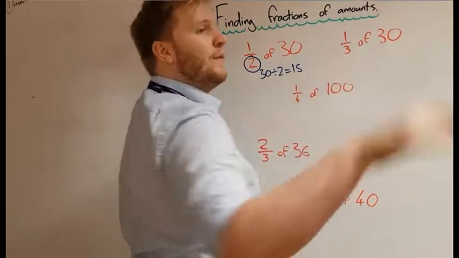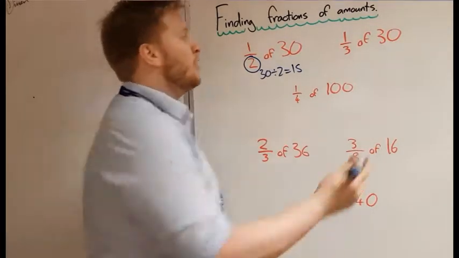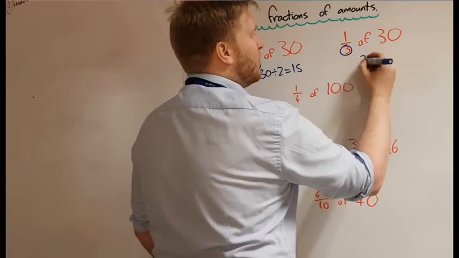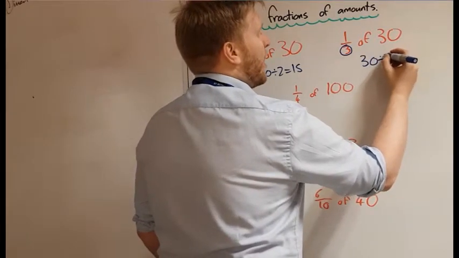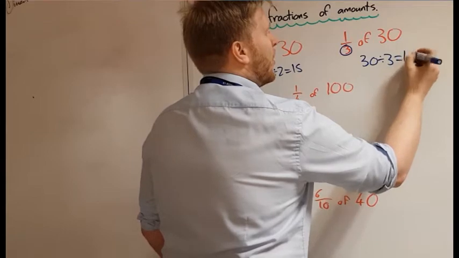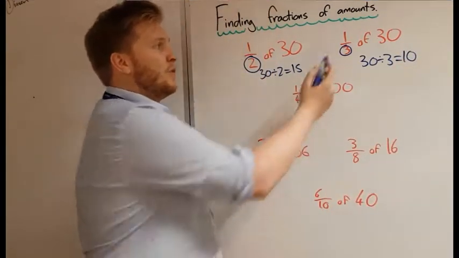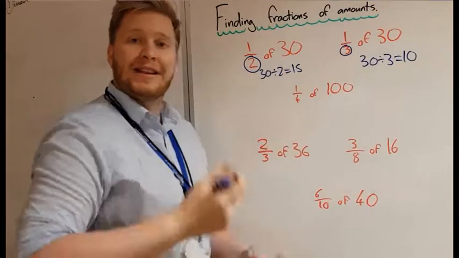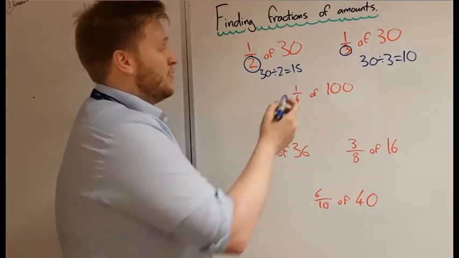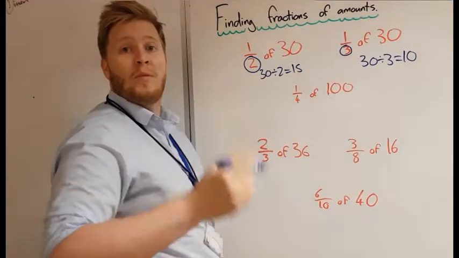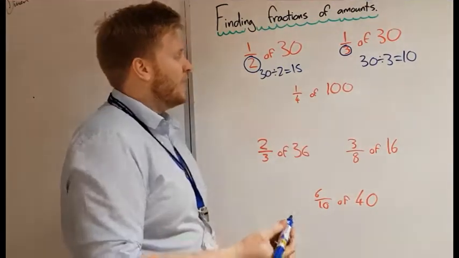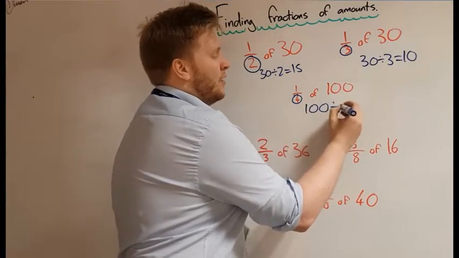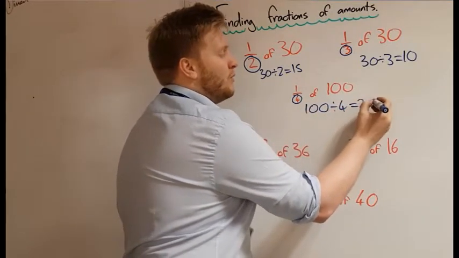Same with a third of 30. I know how to find a third. We divide it by 3. Brilliant, you're right. Because our denominator is a 3, we do 30 divided by 3. So we get 10. So a third of 30 is 10. Half of 30 is 15. And a quarter, you might say, that's easy. I divide it by 4. Yes, some of you might half and half again, which is the same as divided by 4. Because we have a 4 as our denominator, we do 100 divided by 4, which equals 25.